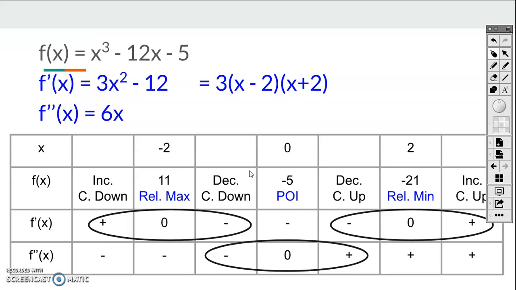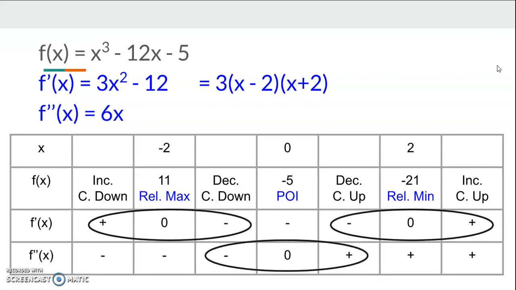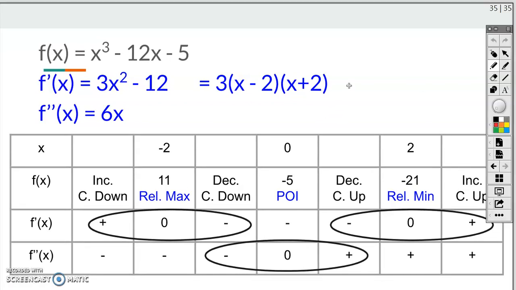Now these tell me the relative max or min. To find the absolute max or min, I would look at the endpoints. Since I don't have endpoints, I need to think about what's happening. So before x is negative 2, I am increasing. So I'm starting with an increasing function, which means that this arrow is going down forever on the left side. So there is no absolute minimum.